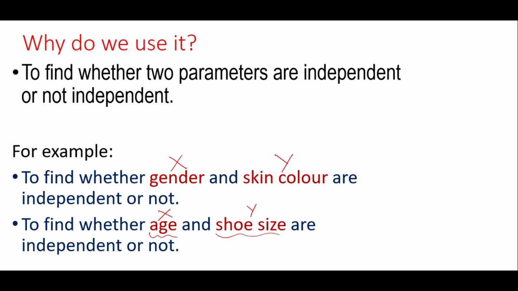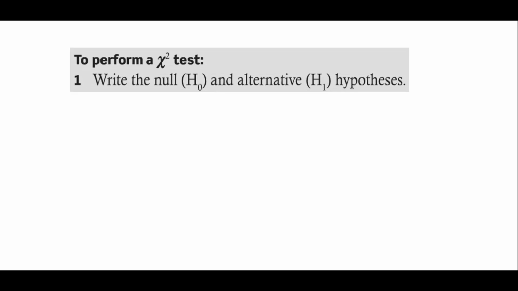Now, before moving on to the actual test, let me give you a summary of what is to be done. To perform a chi-square test, first you write the null hypothesis and the alternative hypothesis. The null hypothesis is denoted by capital H0, and the alternate hypothesis is given by H1. In some textbooks, you can see HA, which stands for the alternate hypothesis. It just means the same, whether it's H1 or HA.